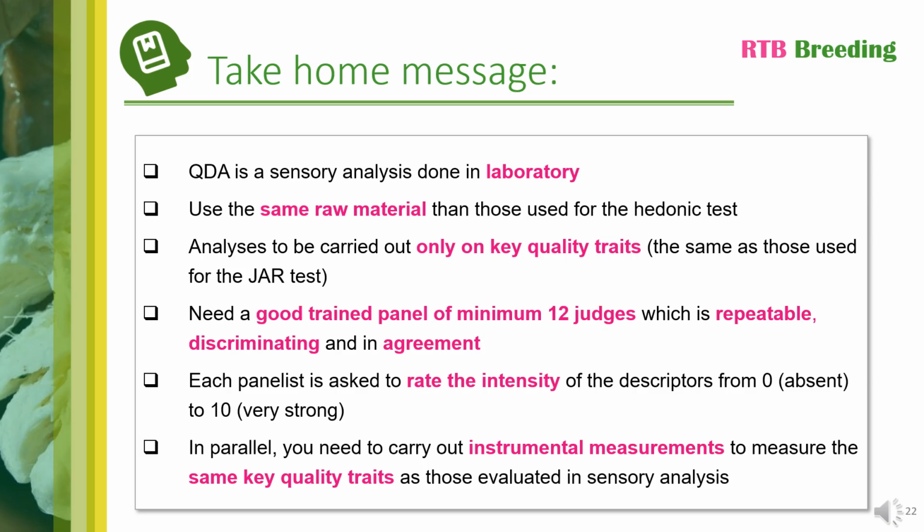Then you will need a panel of judges who are trained to be repeatable, discriminating, and in agreement with each other. In the QDA, these judges are asked to rate the perceived intensity of each descriptor on a scale from 0 to 10. Finally, to measure acceptability thresholds, be sure to use instrumental measurements that measure the same descriptors as those evaluated in sensory analysis.